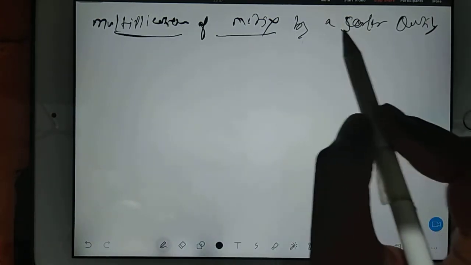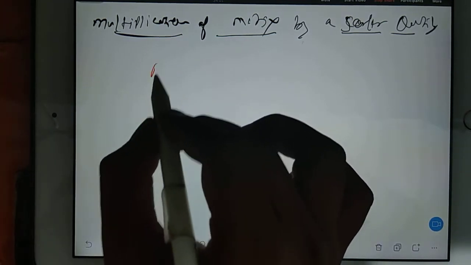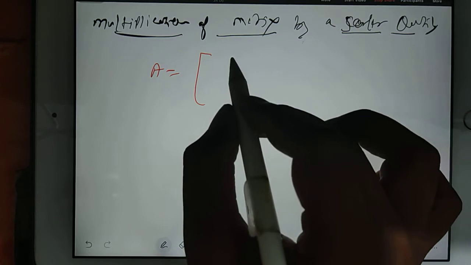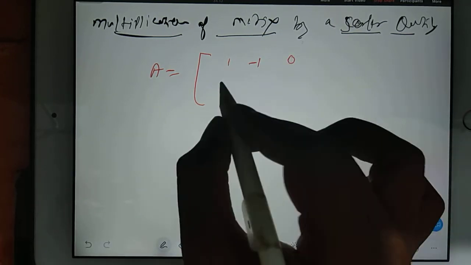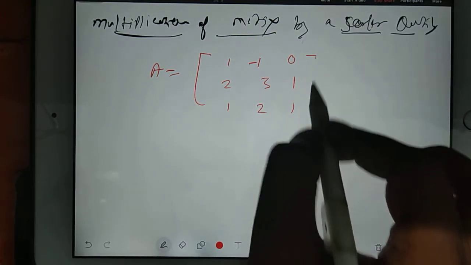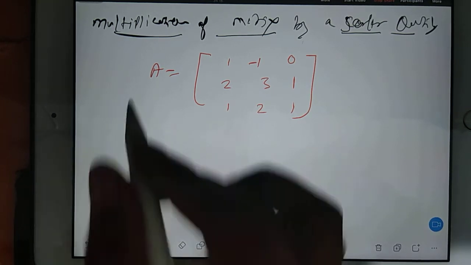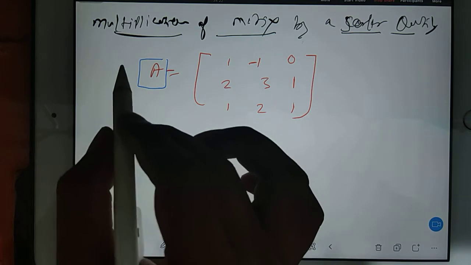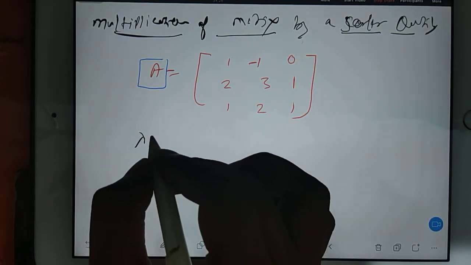Multiplication of a matrix by a scalar quantity. What does it mean? Suppose I have any matrix, and just consider any matrix like 1, minus 1, 0, 2, 3, 1, 1, 2, 1. Now you are going to multiply this matrix with a scalar quantity. Suppose I am going to multiply with a quantity called lambda A.